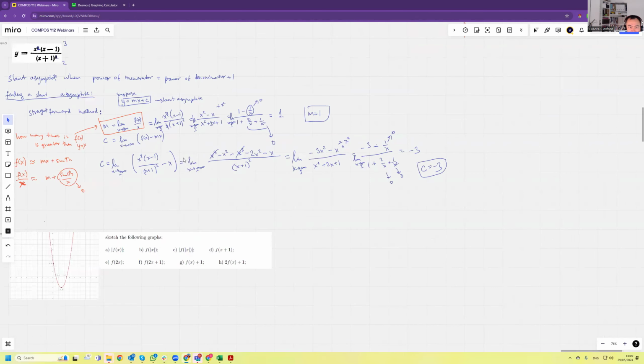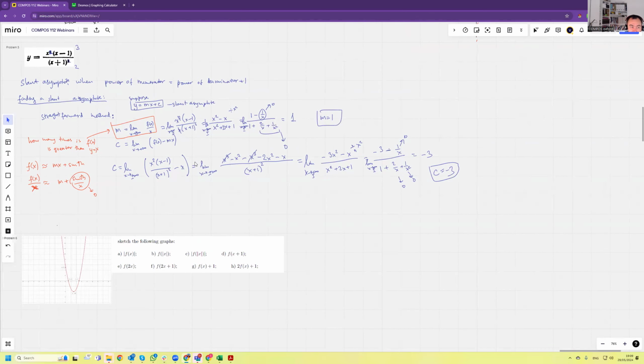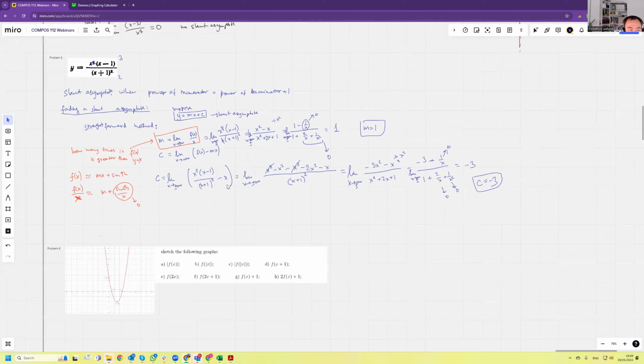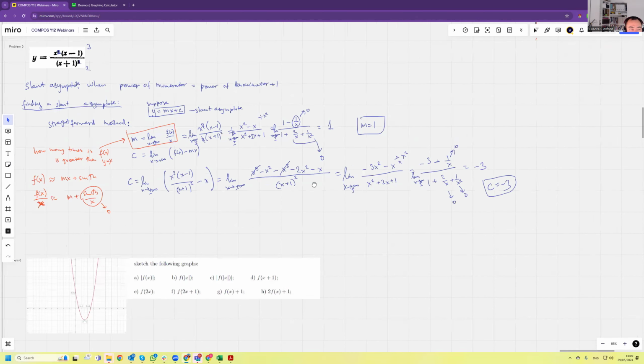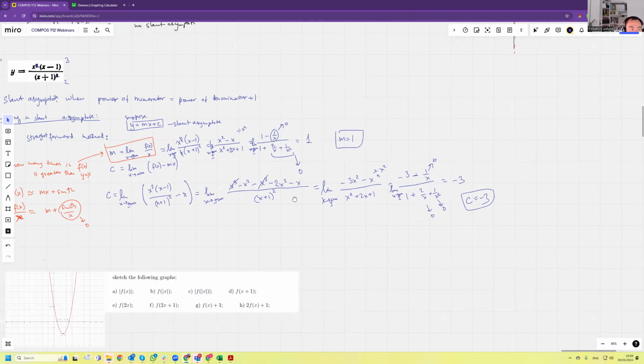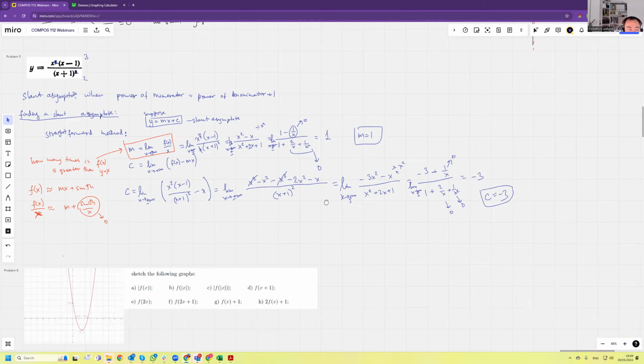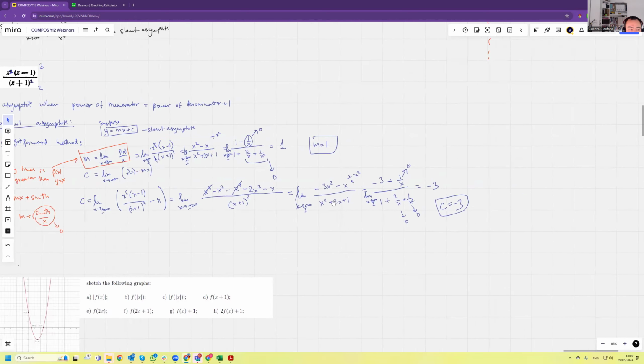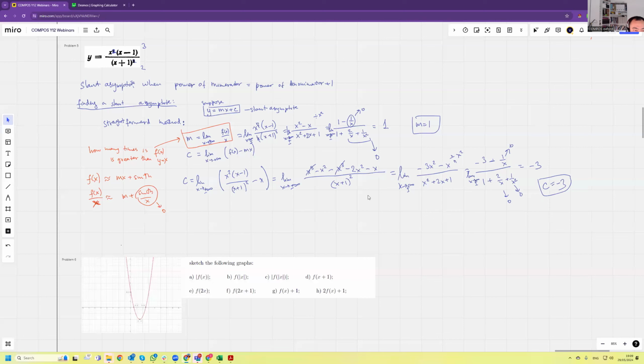So you found the slant asymptote. You found the slant asymptote using two formulas, and then you just apply the same method. So you find the derivative, you find the zeros. So domain: x is not equal to minus 1.